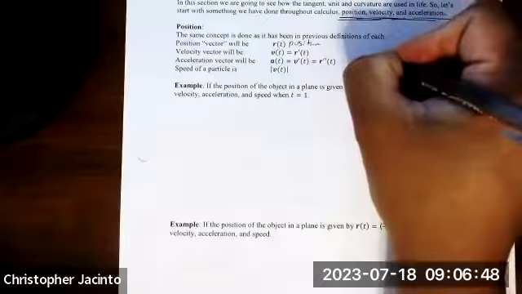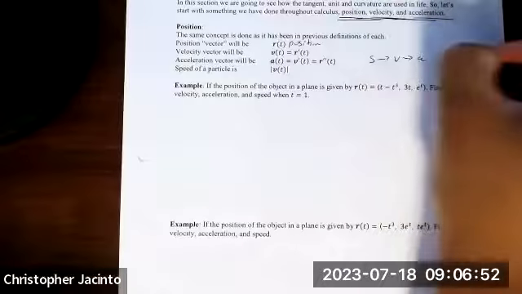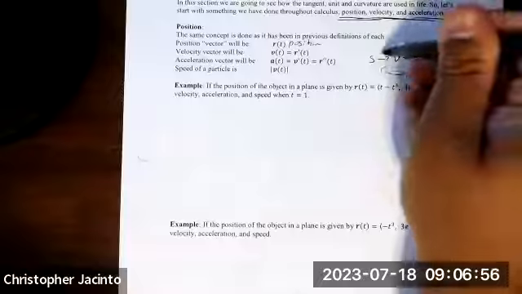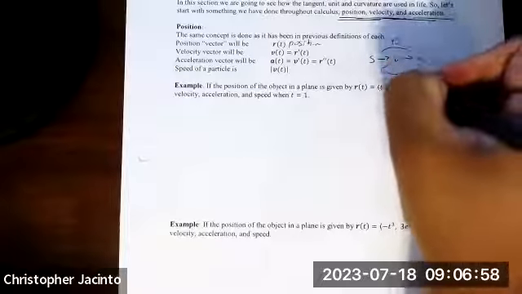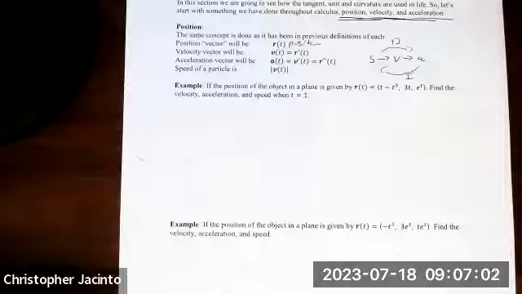In Cal 1 we had s goes to v, that goes to a using derivatives, and going backwards you just do integration. So this is derivatives, and this is integration. And then lastly, the speed of a particle, or the speed of an object itself, is going to be the magnitude of the velocity vector.